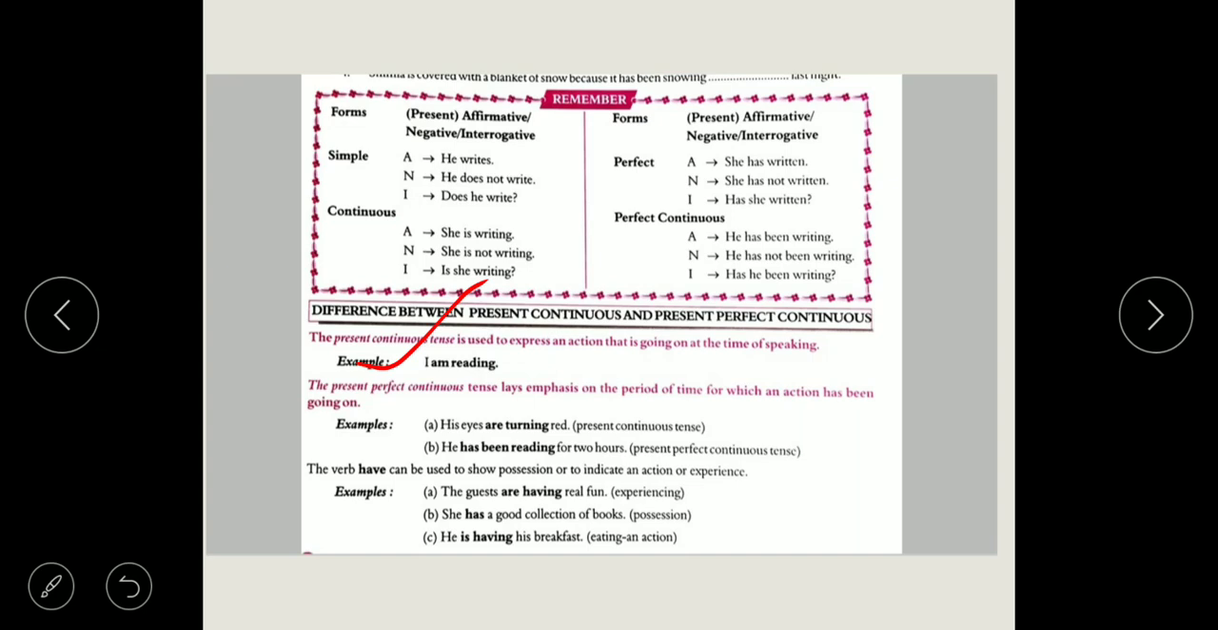The verb have can be used to show possession or to indicate an action or experience. Like the guests are having real fun. She has a good collection of books. He is having his breakfast, eating, an action. So the verb have can be used to show possession or to indicate an action or experience. Okay students, complete till here.